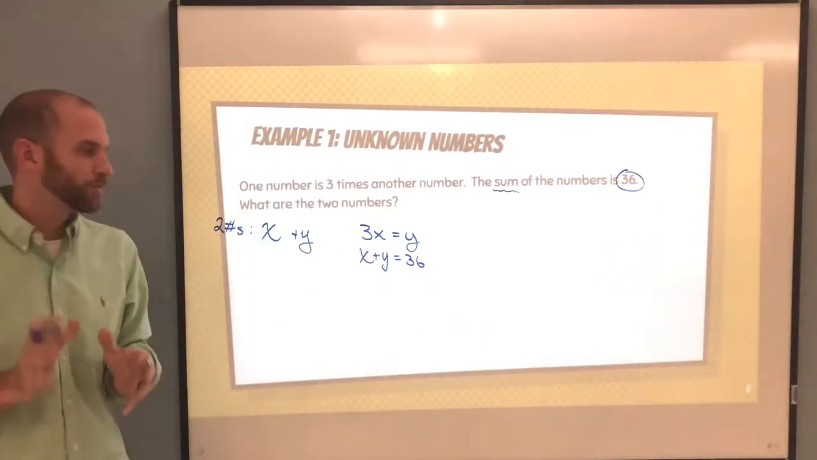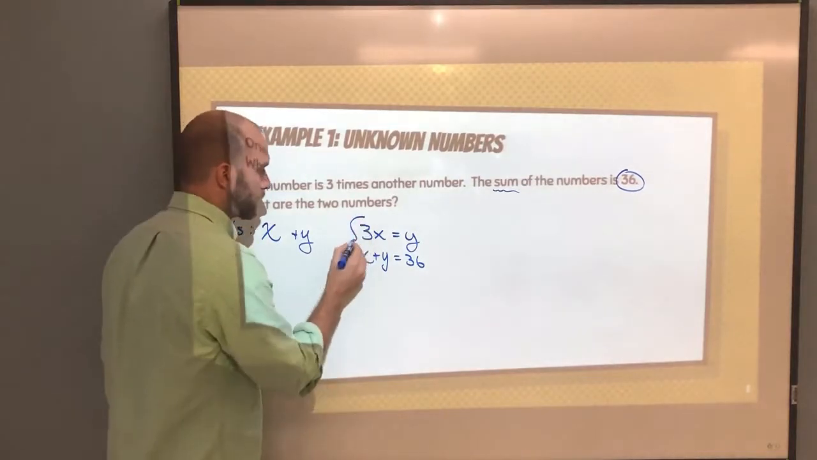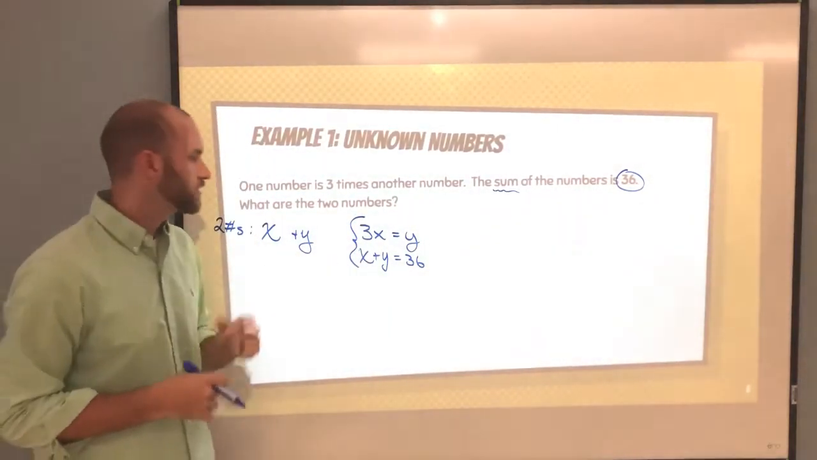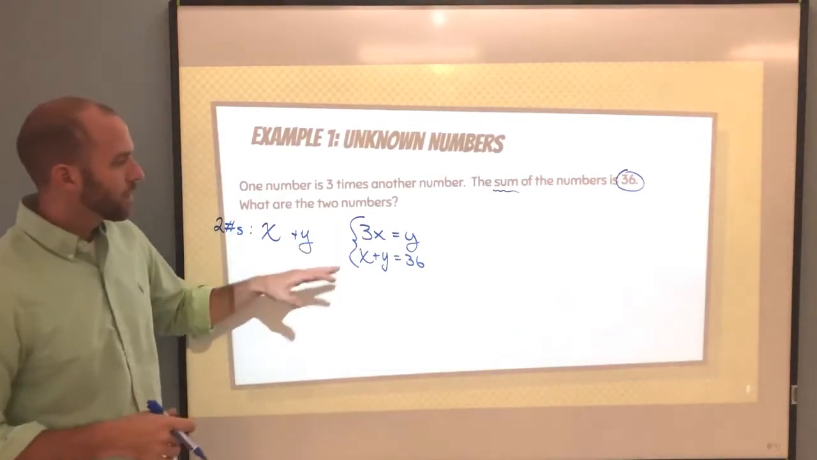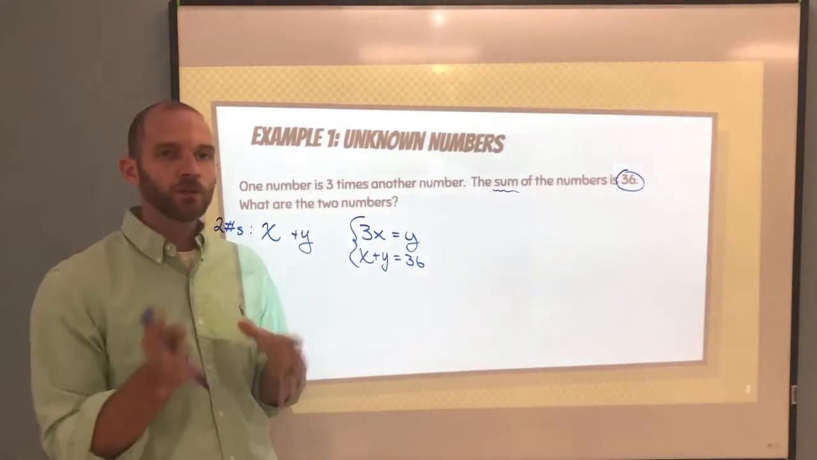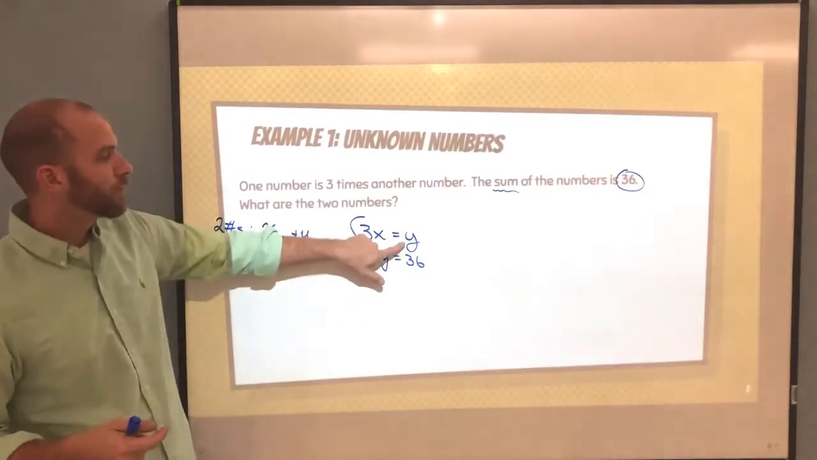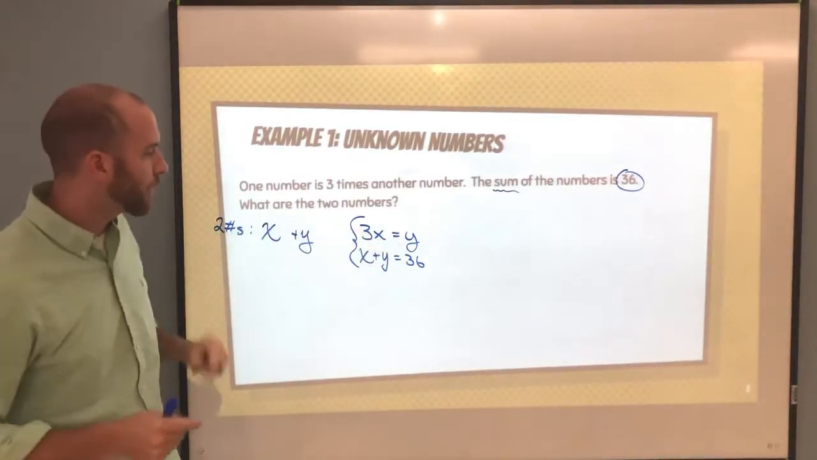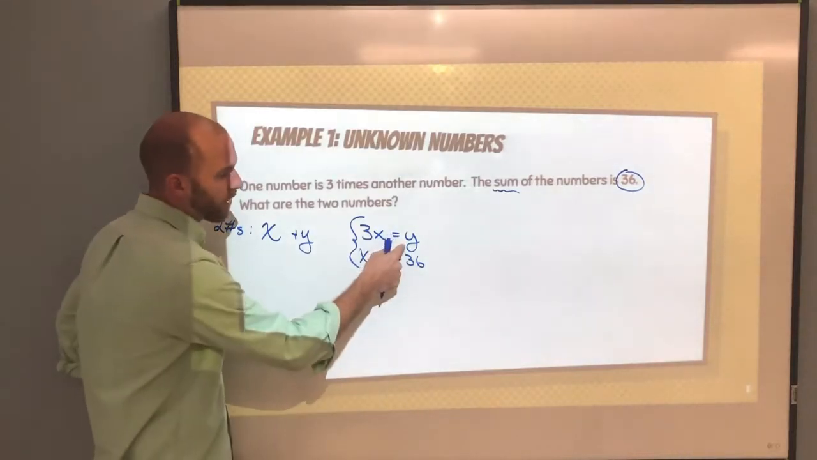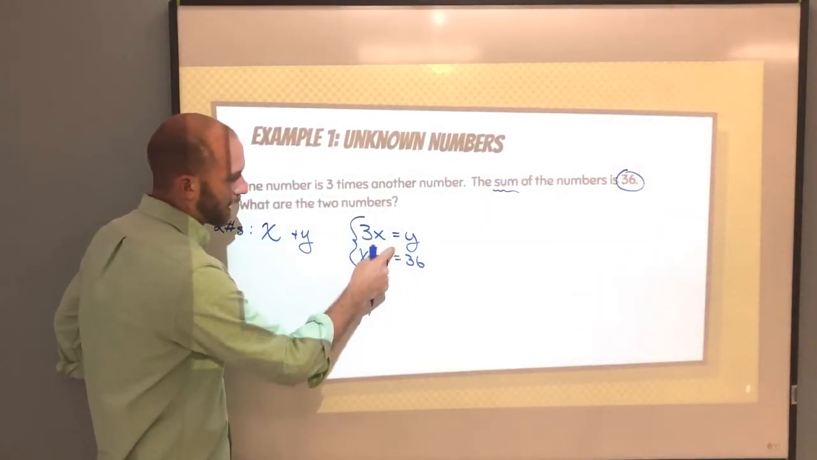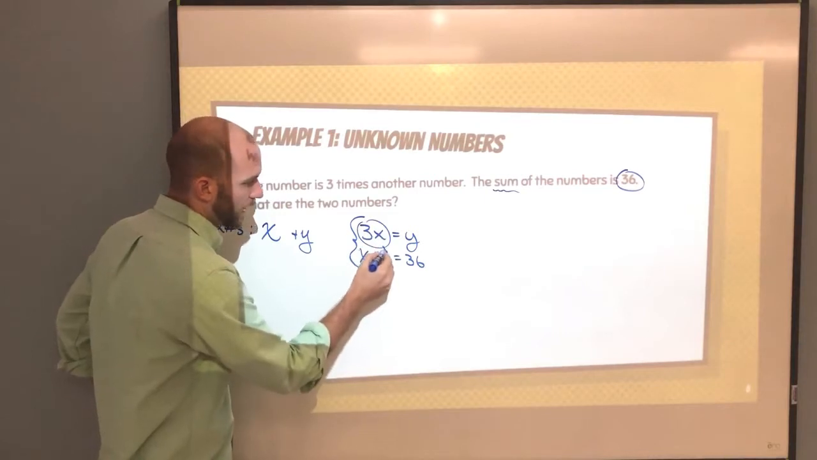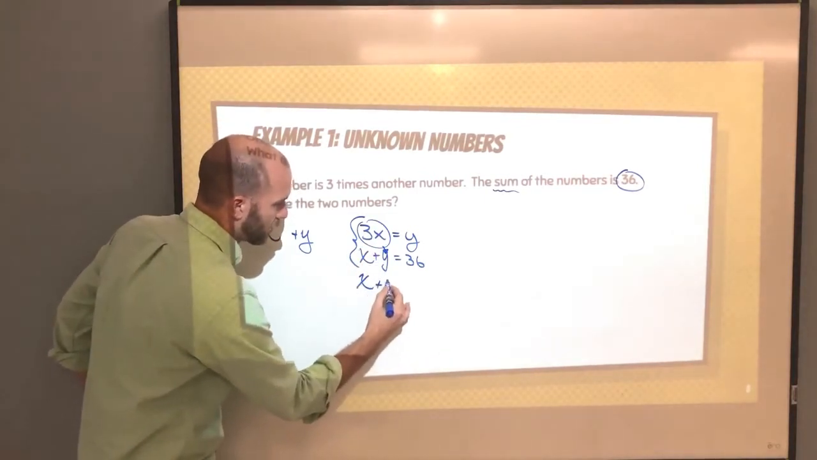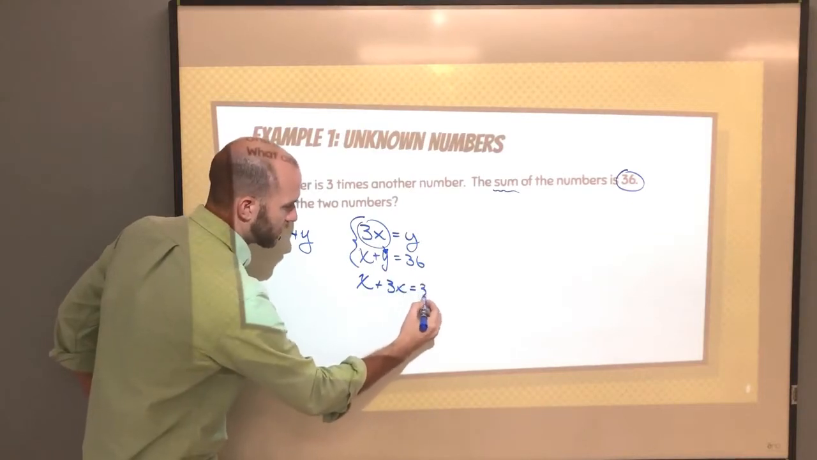Now I've got this system set up already. Didn't take me too long. Okay, what are the two numbers? So really I just want to solve this system for X and Y. They're not in the same form, so I don't want to use elimination. But one of them's already solved for a variable. This one's already solved for Y. So this makes me think substitution might be a good way to solve this. What I'm going to do is I'm going to take this Y value here, and I'm going to substitute 3X right there for Y. So I'm going to get X plus 3X is equal to 36.